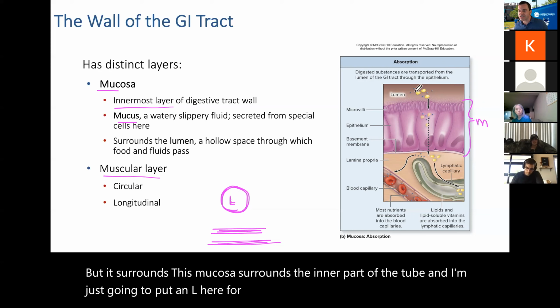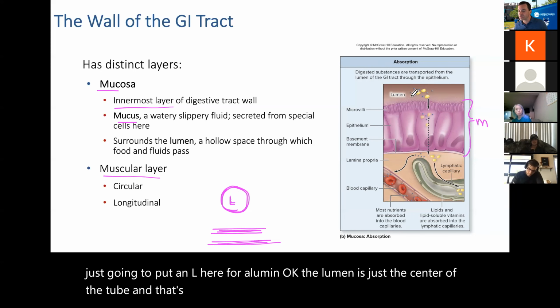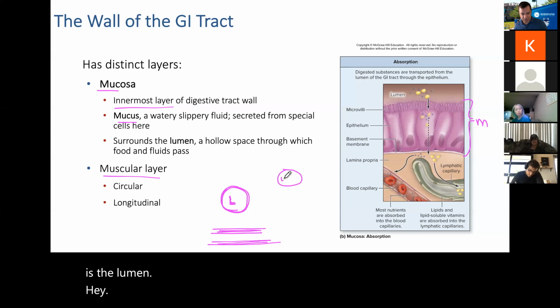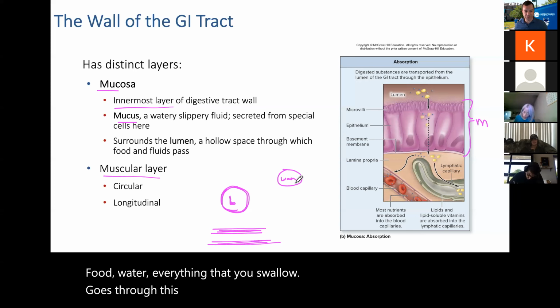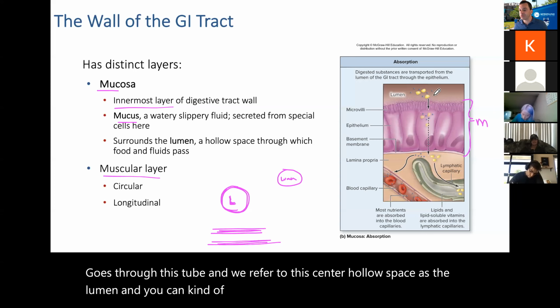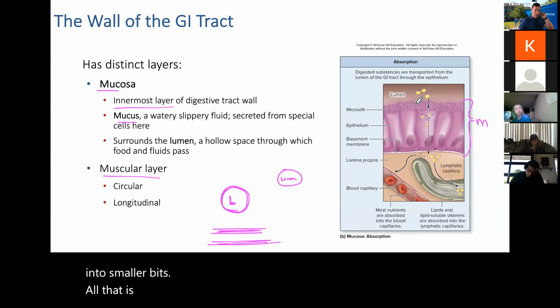The lumen is just the center of the tube, and that's what they're trying to show you right here. This is the lumen, L-U-M-E-N, lumen, okay? And it is what food, water, everything that you swallow goes through in this tube. And we refer to this center hollow space as the lumen. And you can see here, we've broken some food stuff down into smaller bits. All that is happening within the lumen of the gastrointestinal tract.